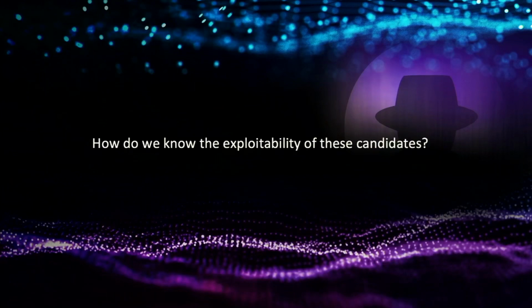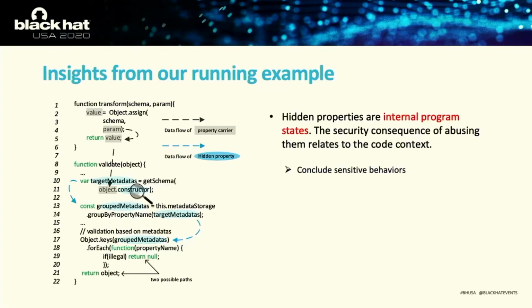So in the previous component, we discovered the key name of the potential hidden property, which is the constructor. By injecting a property with such a key, we may override certain internal states. However, we still don't know whether the candidates can be overridden or not. And we also don't know how to introduce attack effects with these candidates. So apparently, Lynx should do more.